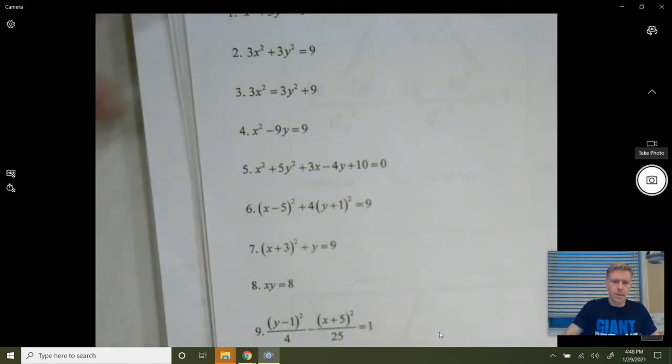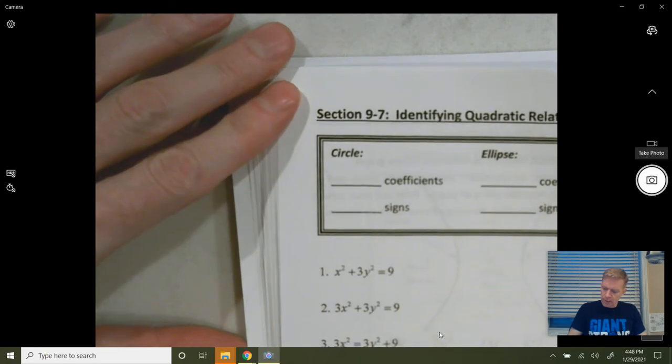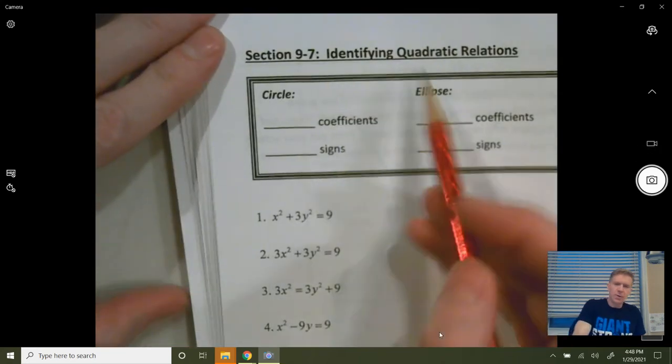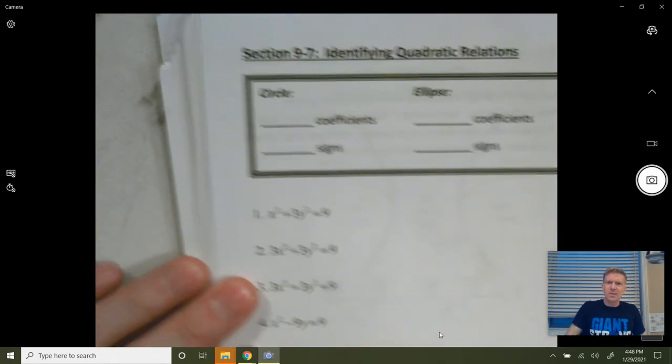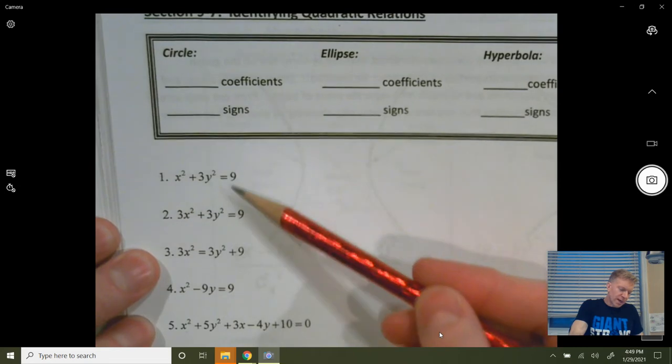Good morning. Today's going to be a short video. We're looking at page 273 of your packet, identifying quadratic relations. I'm just going to give you some pointers on how to identify what your conic section is.